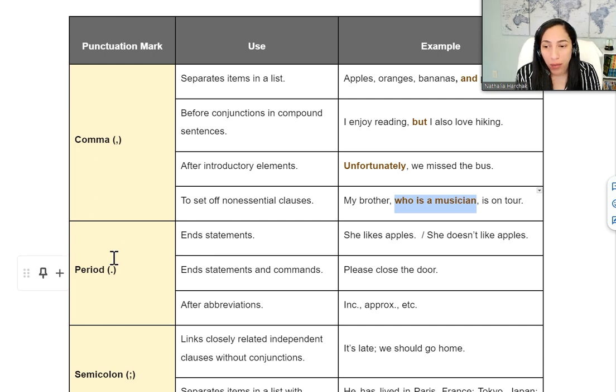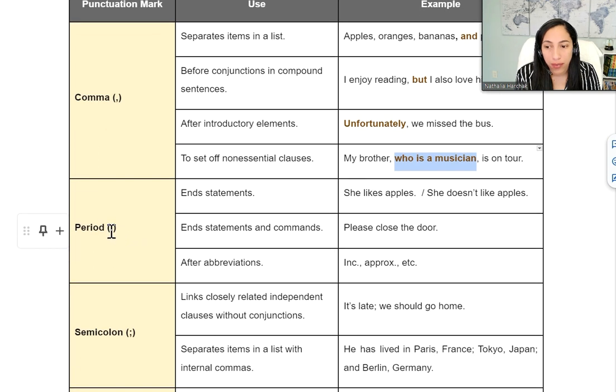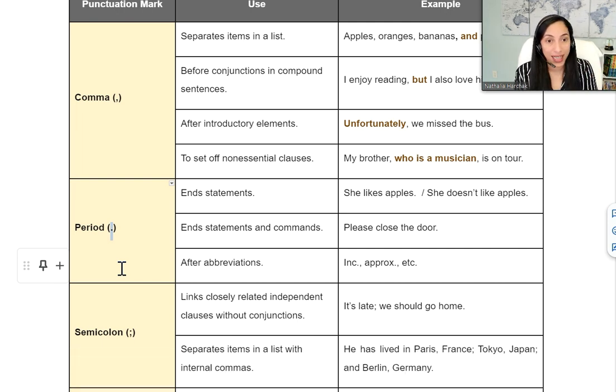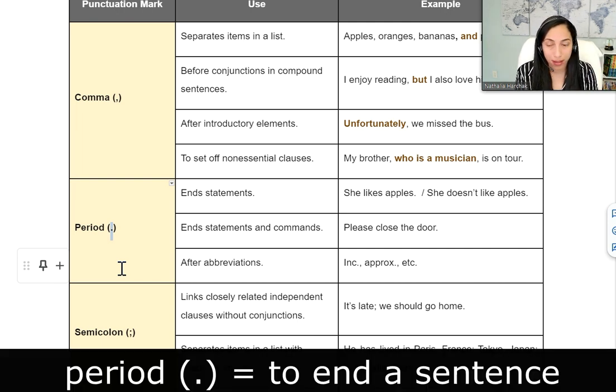Now let's talk about periods. So this is called a period. I would like to mention something important. Whenever we talk about emails, if somebody asks me, Natalia, what's your email? I will say nathaliaharchak@gmail.com. In that case, I say "dot" and not "period," okay? But if I'm talking about sentences, then I don't say "dot," I say "period."